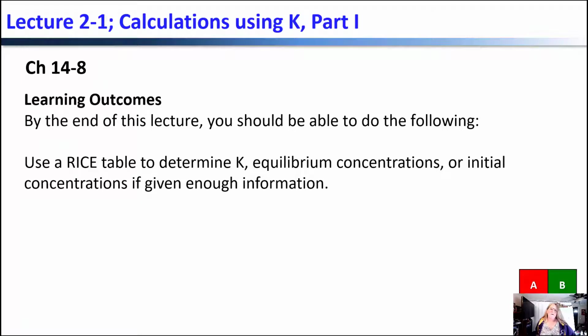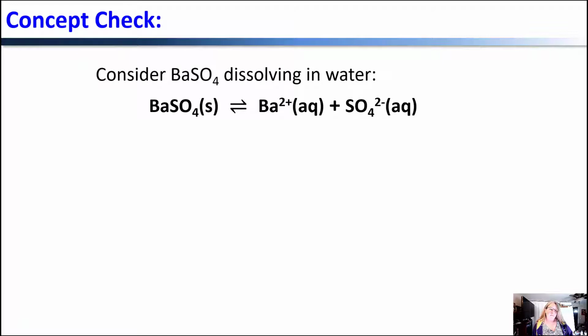So we're going to start this lecture in particular finishing up some of the material that we were covering on Friday, and then we're going to go into this new material, which is going to be actually calculating our K using this thing we call rice tables. And we're going to start with an example that is going to be more familiar to you, and it's going to help you see the logic of using the rice tables. But first, we need to finish up practicing how to write our equilibrium constants.